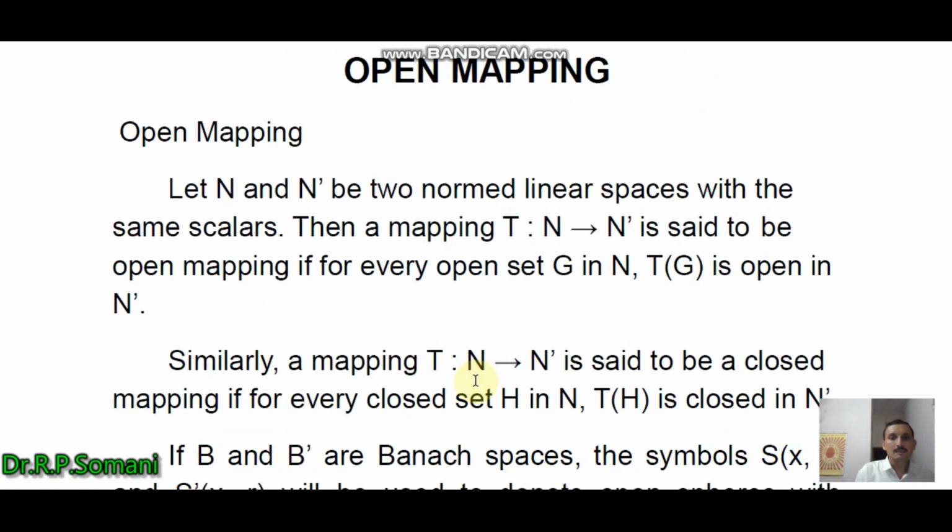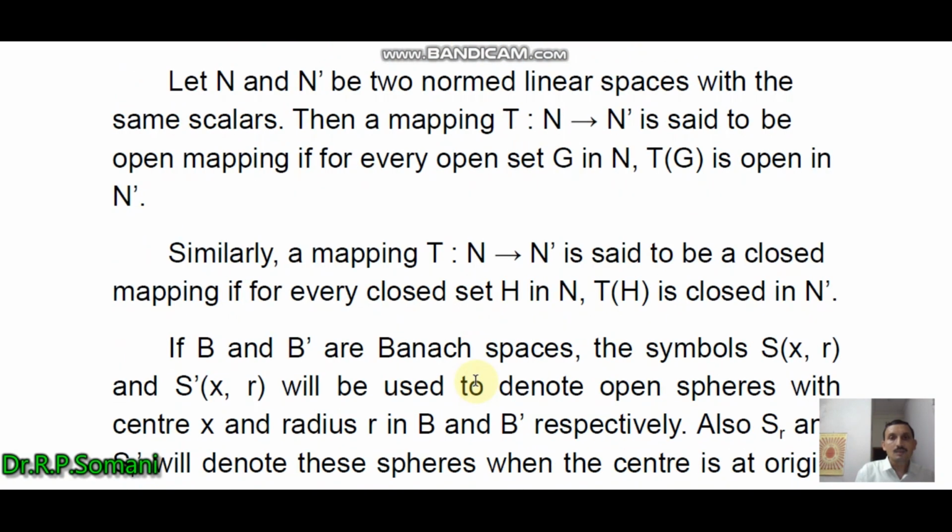Similarly, a mapping T from N to N' is said to be a closed mapping if for every closed set H in N, T(H) is closed in N'.